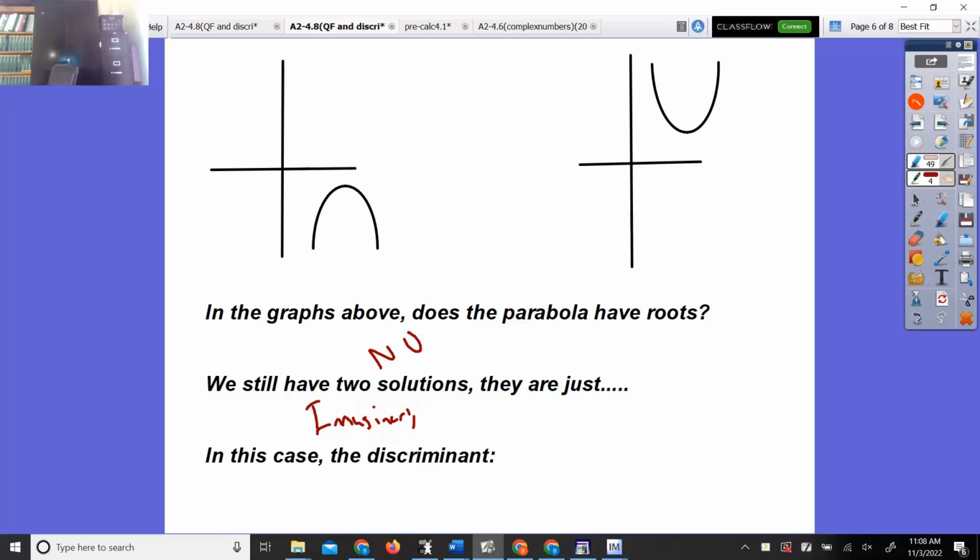I think it was Joe Biden's problem that came up with imaginary solutions. Look back at Joe Biden's solution. What was in that radical? Negative. That's what matters. Because negatives inside radicals generate imaginary numbers, don't they? So what must the relationship to 0 be for the discriminant? You're going to generate negative numbers. Less than 0.